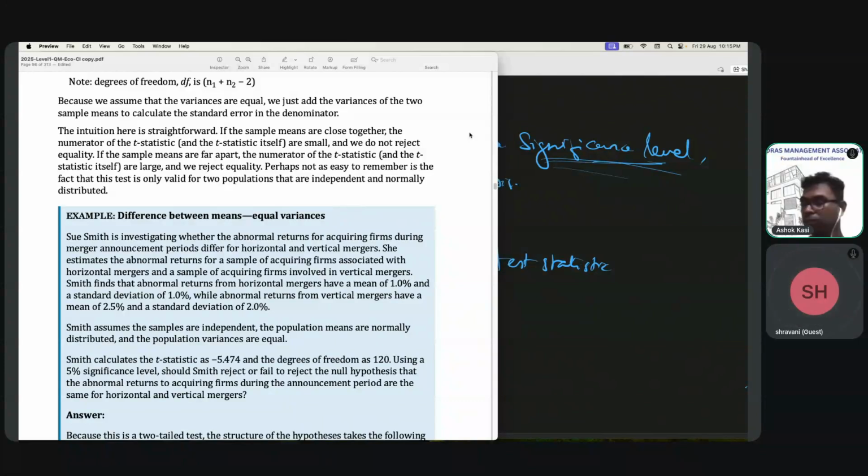In another maybe 5-6 sessions, it will be over in 1 week. So fixed income we are done, quantitative methods we are done. These are all the time-consuming subjects. Then only FSA will be the more time-consuming one.